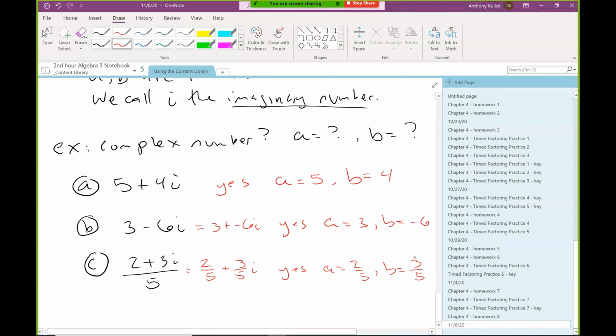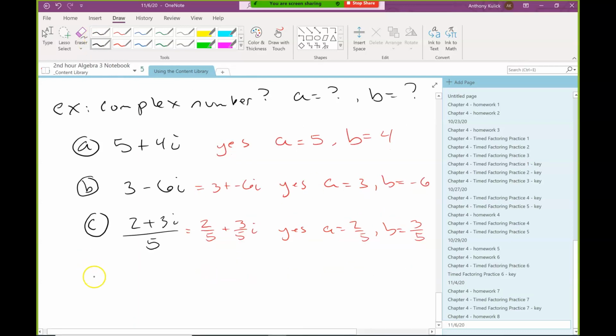How about minus 3i? Is this a complex number? Stop talking, please. Is this a complex number? Yeah. We can write it as 0 minus 3i.